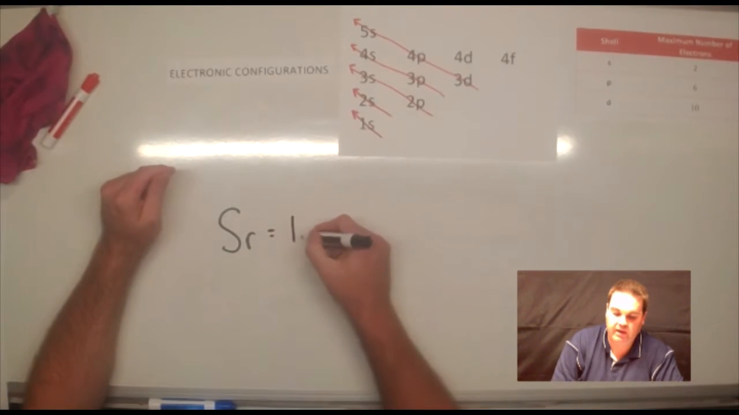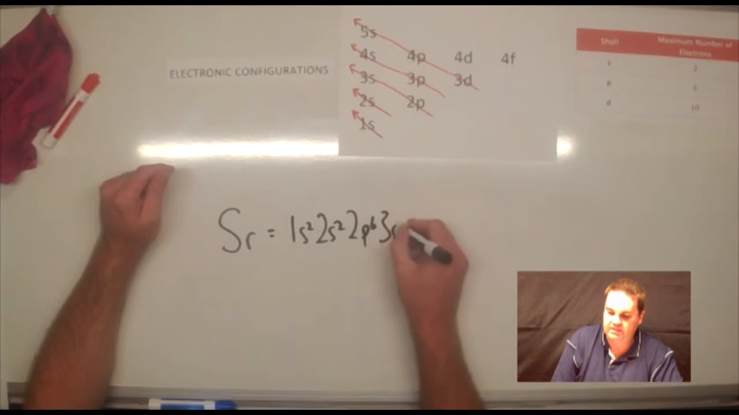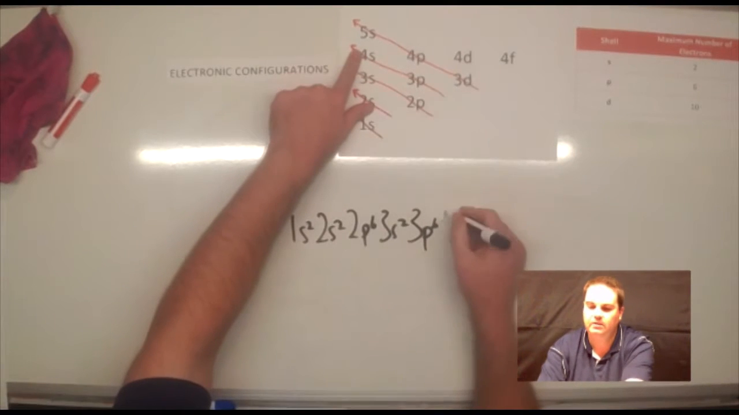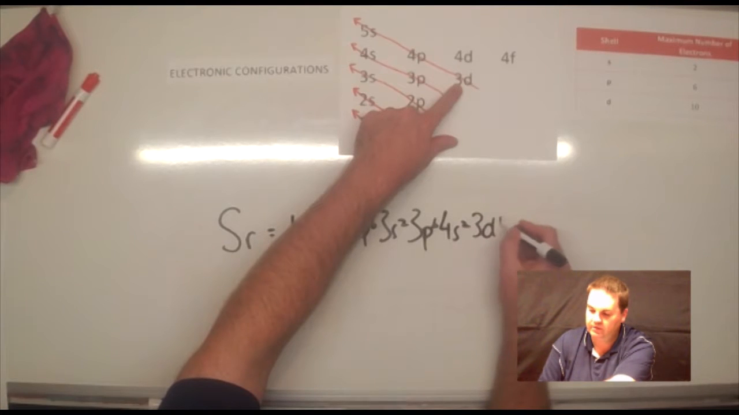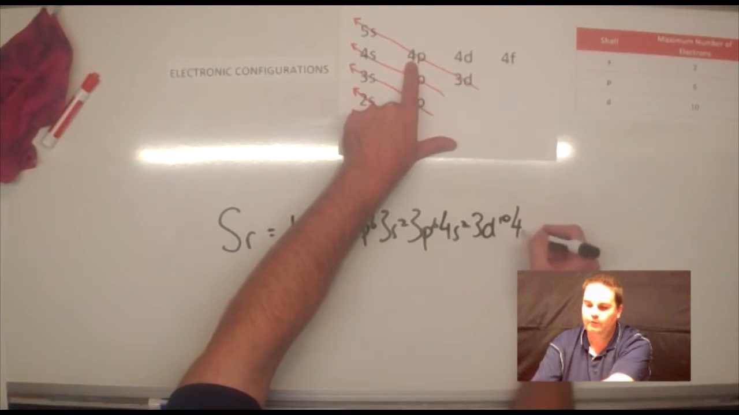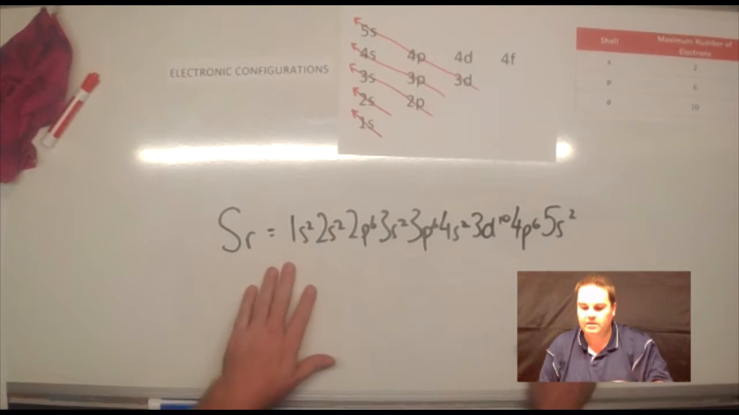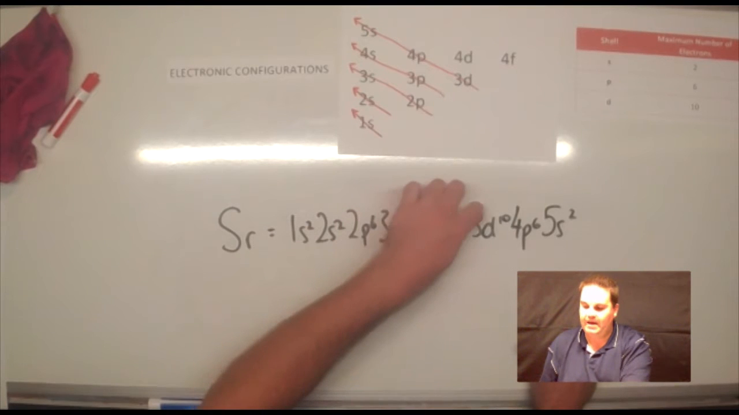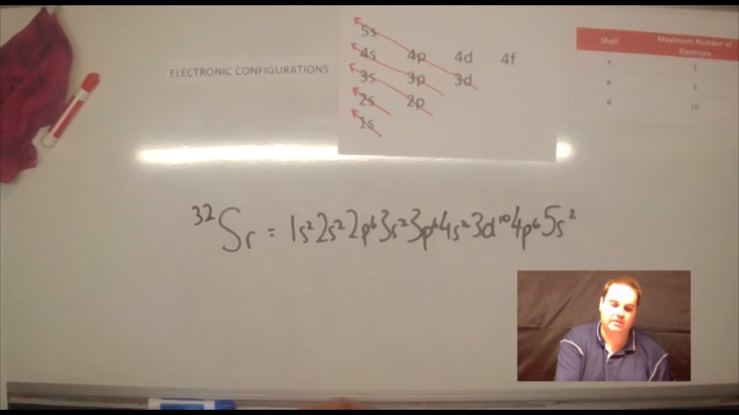hopefully what you'll get is this: 1s2, 2s2, 2p6, 3s2, 3p6, alright, I'm up to here, 4s2, then 3d, that can hold a maximum of 10, 4p6, 5s2. So there's your electron configuration. It has a total of 2, 4, 10, 18, 20, 30, 32 electrons. That's why its atomic number is 32.